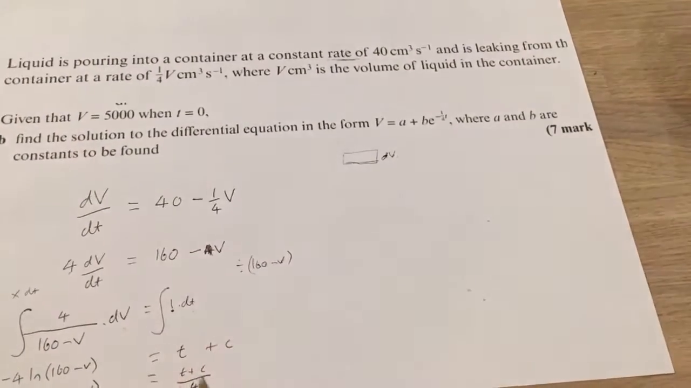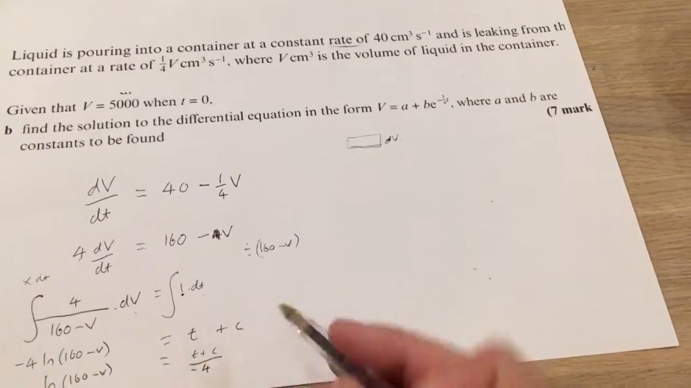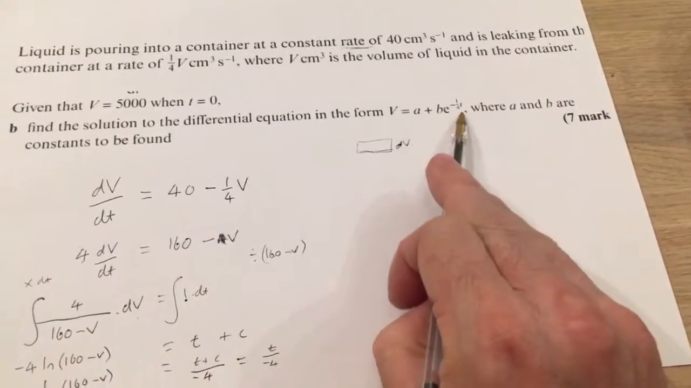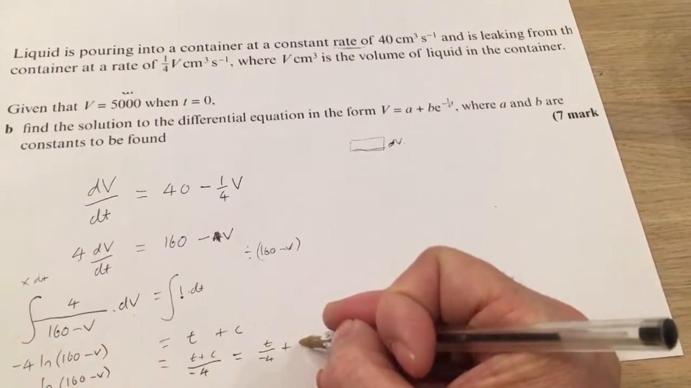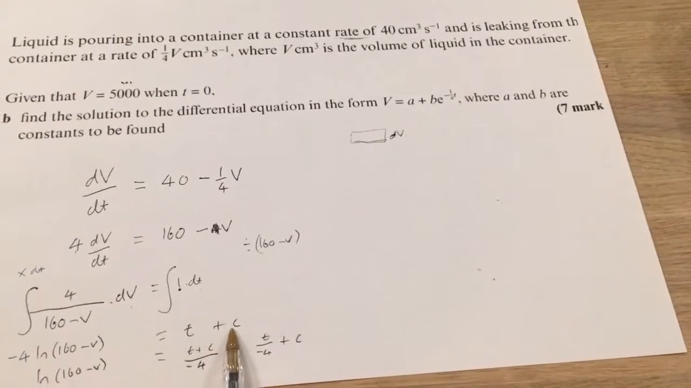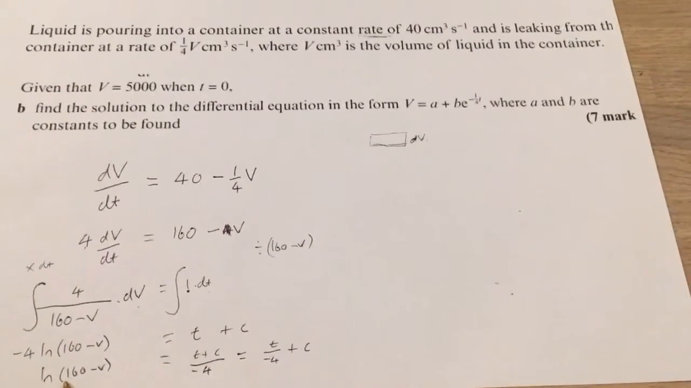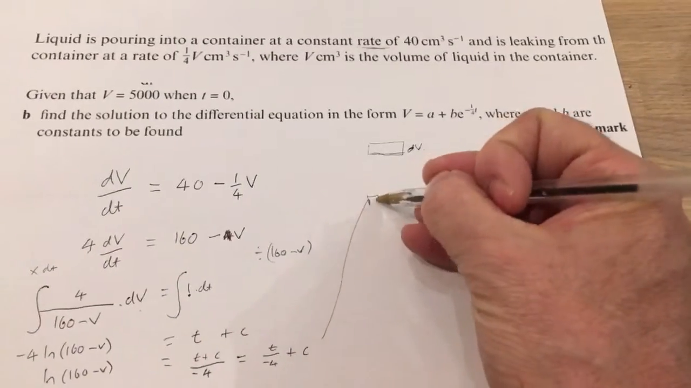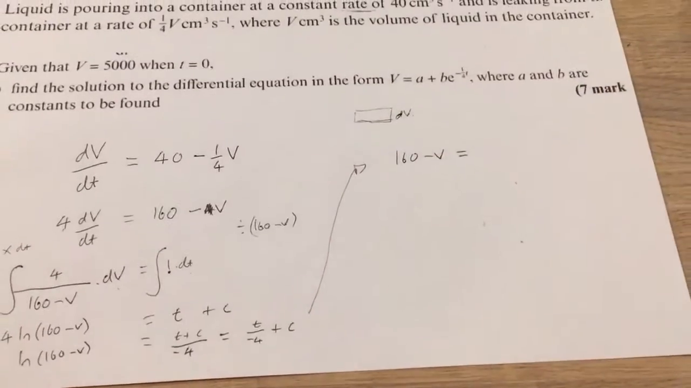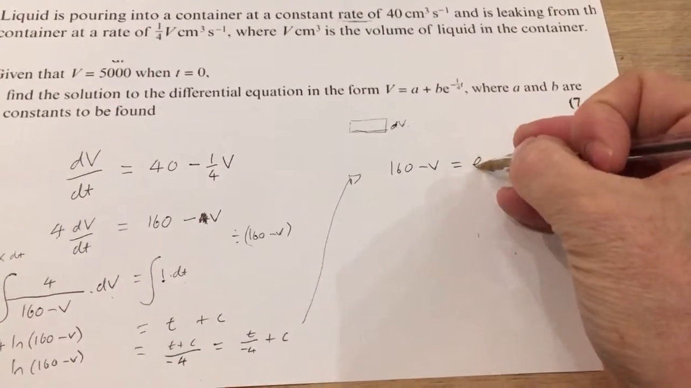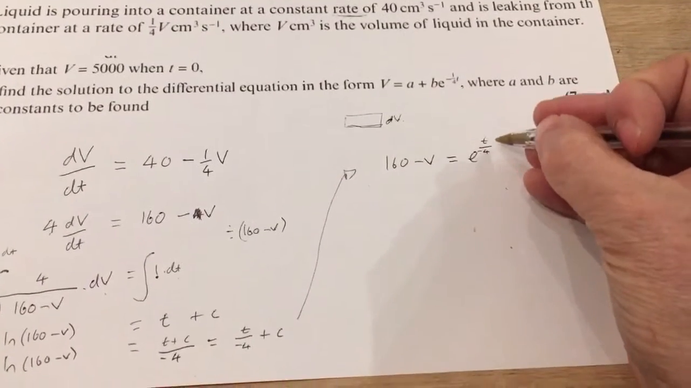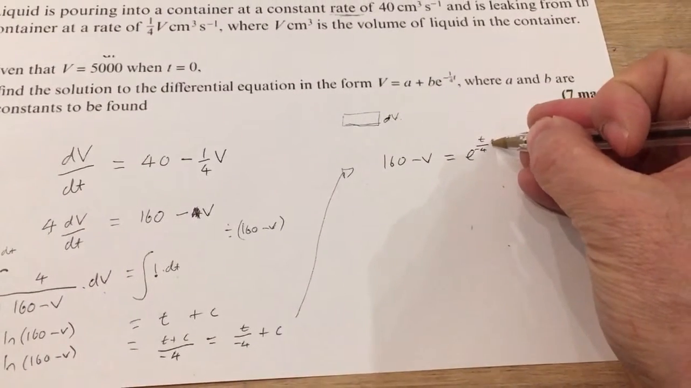bit funny, because we can actually keep our c here, so we could replace that with t over minus 4, and we notice that's what we're looking for, and we can keep that as plus c at the moment, because again we haven't put any values in, so we can leave it as plus c. The next step now is to get rid of the log, so I'm going to have to go over here for my next step, and therefore 160 minus v must be equal to e to the t over minus 4 as per here, and we've got a plus c involved here.